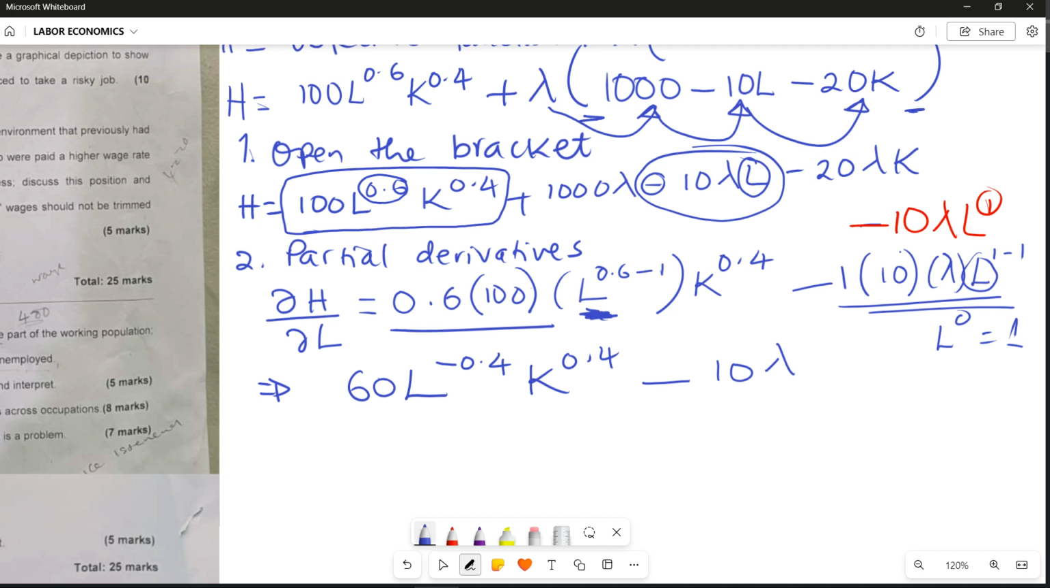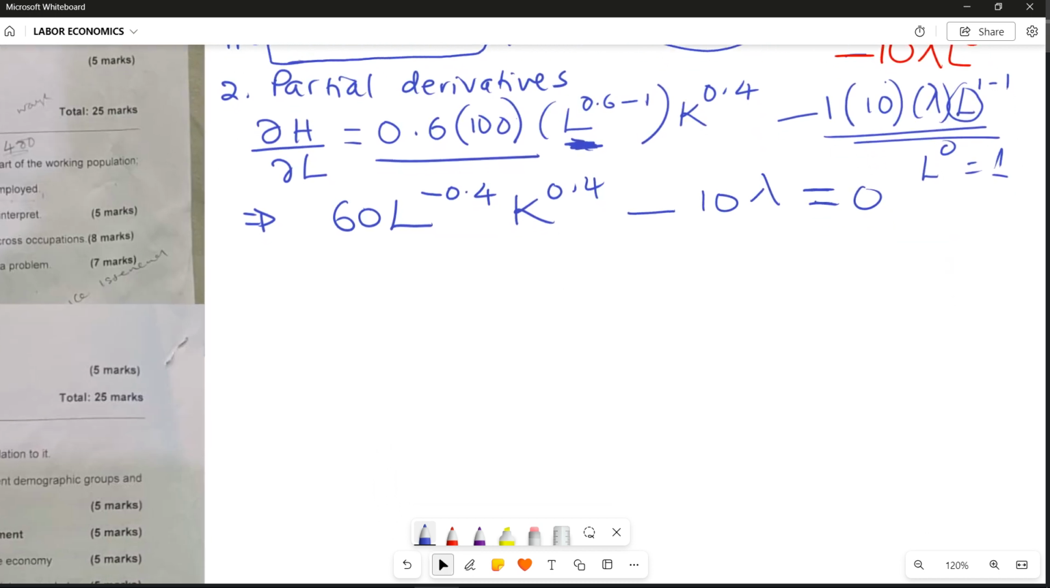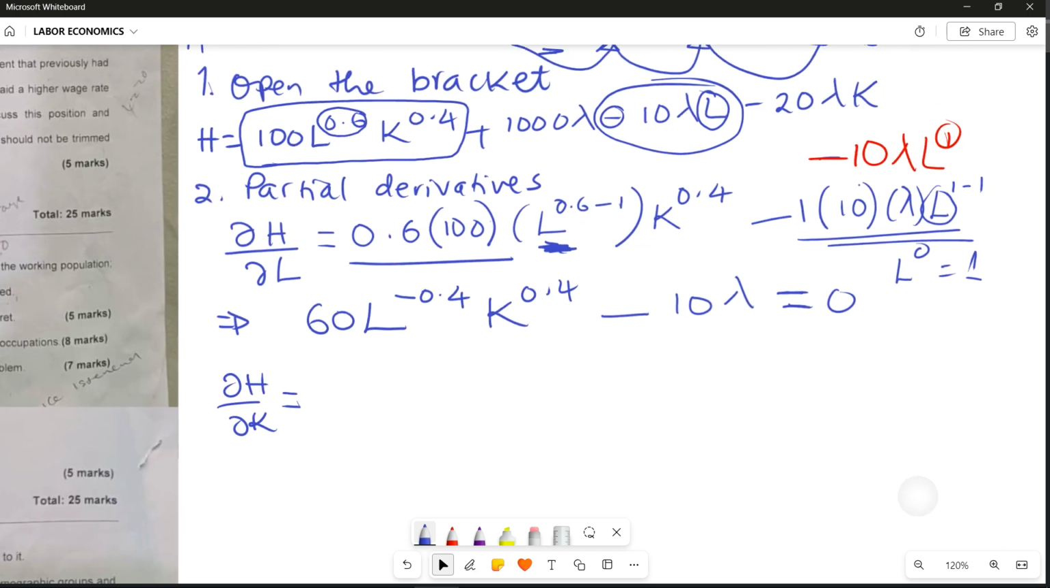So we're just going to equate our whole function here to 0. This is the partial derivative with respect to labor. But we also have to get the partial derivative with respect to capital. If you have understood how we do it for labor, you just borrow the same concept and use it for the partial derivative with respect to capital. Right, great.